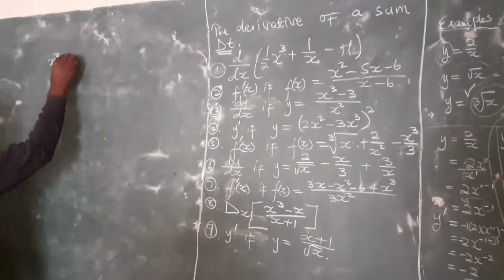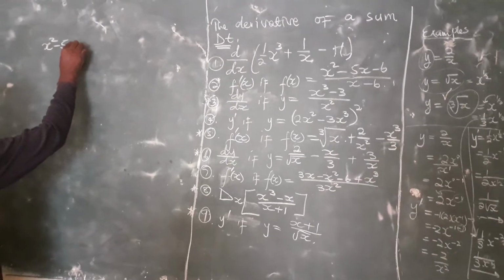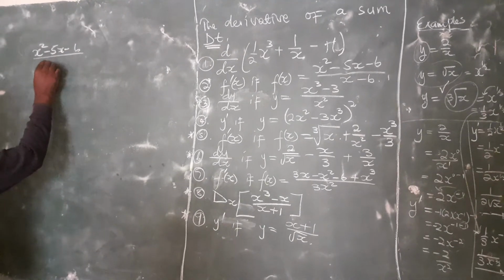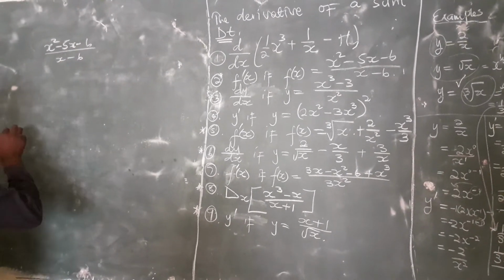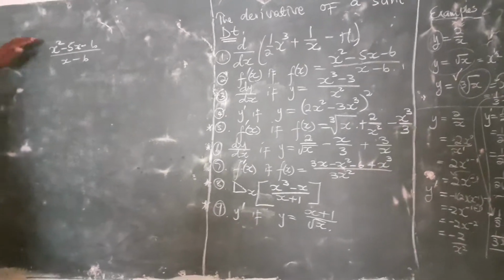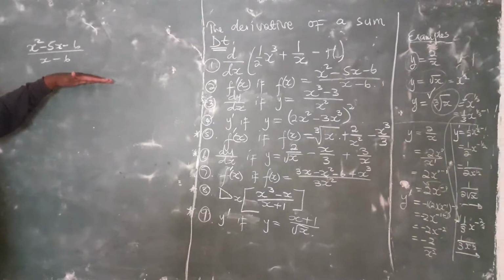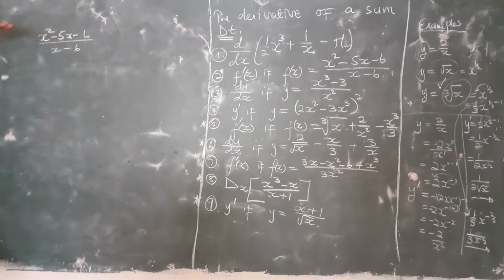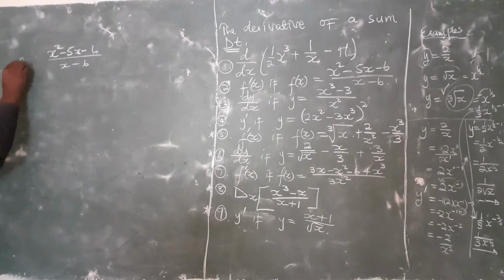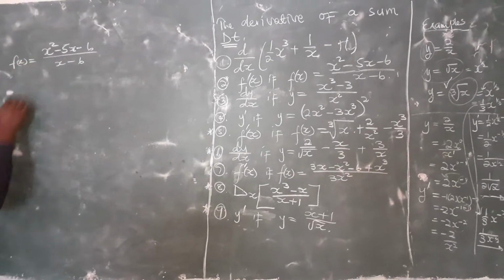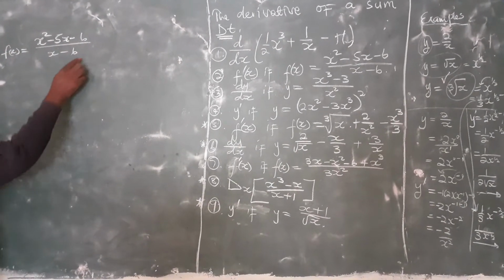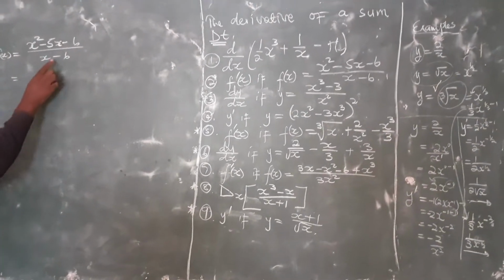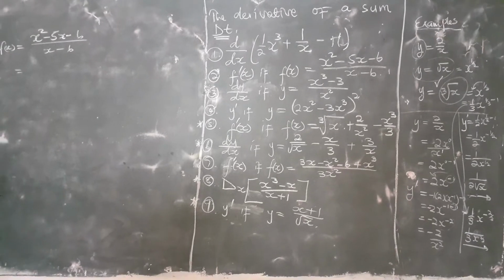x squared minus 5x minus 6 all over x minus 6. First of all, you must write this in a straight line. You must not have a denominator. That means that if this was given as f(x), we must first work out the numerator if we can find the denominator, because we must get rid of the denominator.